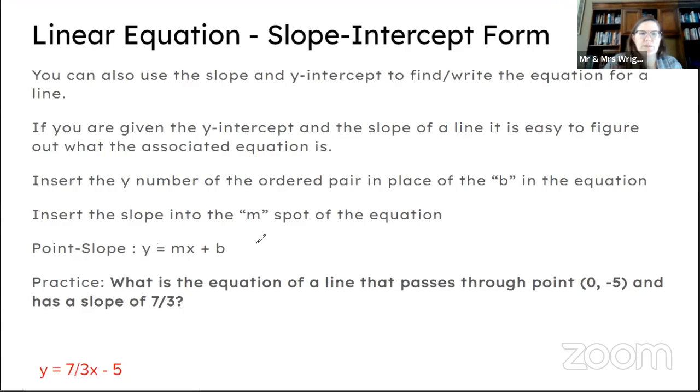So we keep y, m is 7/3, leave the x, plus b. Oh, well, look, our plus is actually a negative. So instead of saying plus a negative, what we should do is write -5. And that's our equation in slope-intercept form. Building slope-intercept form equations is very simple. It's just plug in the numbers.